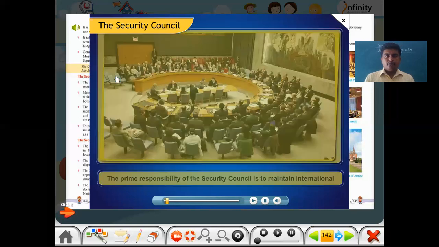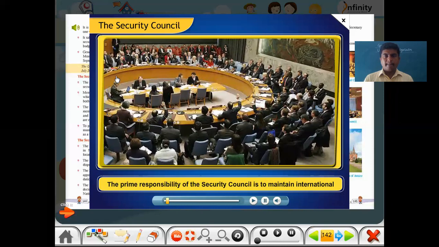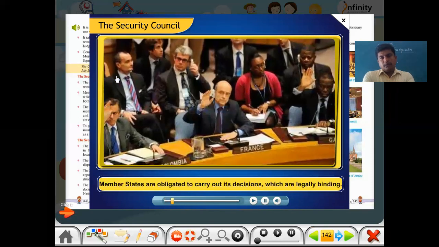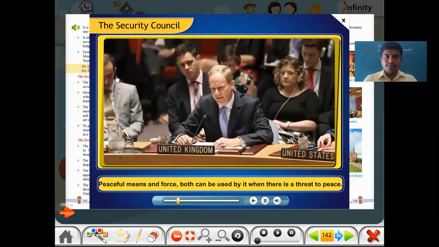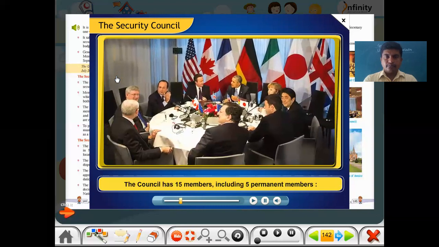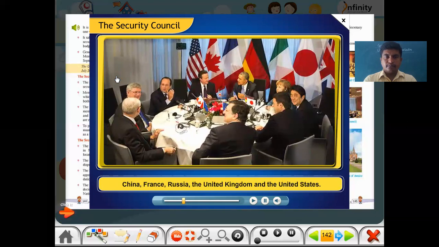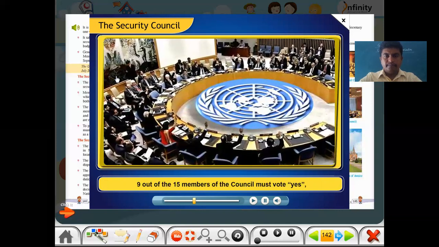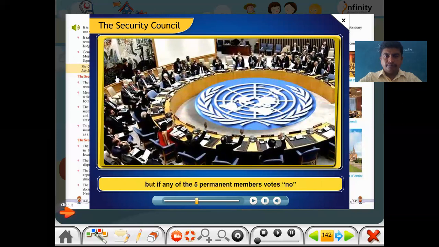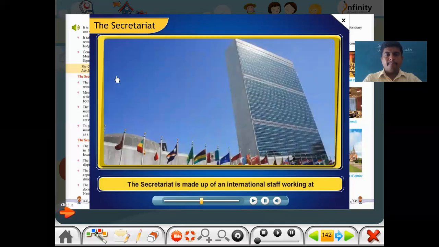The Security Council. The prime responsibility of the Security Council is to maintain international peace and security. Member states are obligated to carry out its decisions, which are legally binding. Peaceful means and force both can be used by it when there is a threat to peace. The Council has 15 members, including 5 permanent members: China, France, Russia, the United Kingdom, and the United States. The other 10 rotating members are elected by the General Assembly for a 2-year term. To pass a resolution in the Security Council, 9 out of the 15 members of the Council must vote yes. But if any of the 5 permanent members vote no, often referred to as a veto, the resolution does not pass. The Secretariat. The Secretariat is made up of an international staff working at UN headquarters in New York.